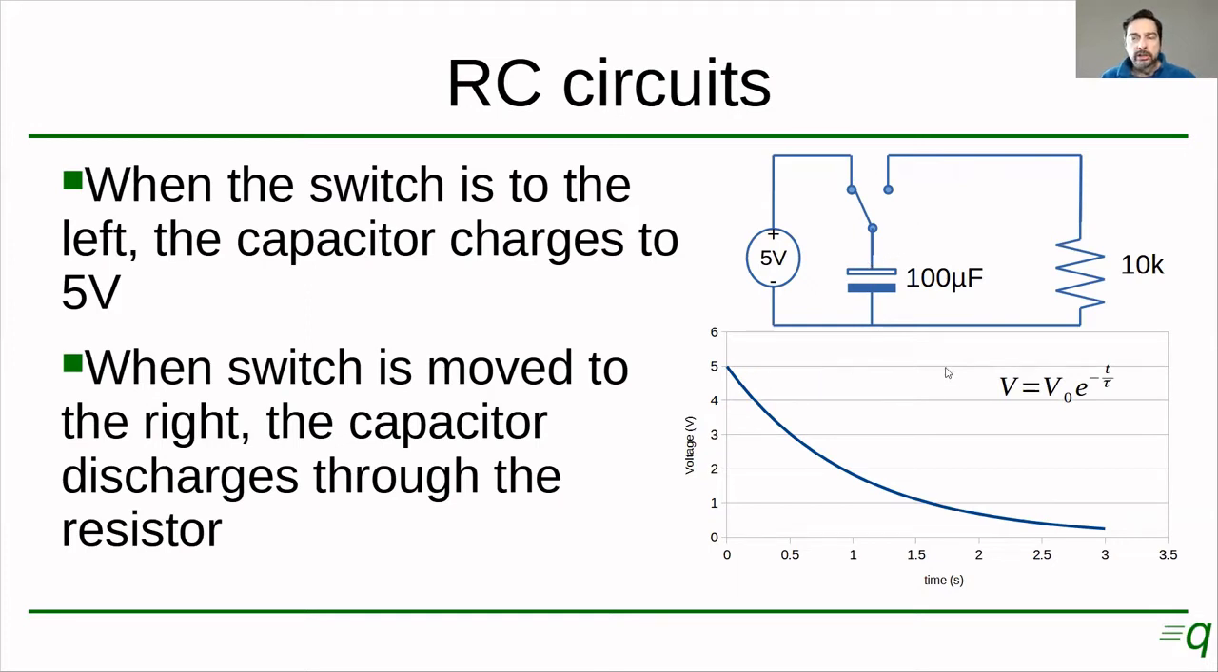And the voltage is going to start to go down according to this equation here. V, the voltage on the capacitor, is going to be equal to V0, which is the initial voltage on the capacitor, in our case 5 volts, times e to the negative t over tau. T is the time, and tau is a time constant that we're going to see in the next slide. This particular circuit has a time constant of 1 second.